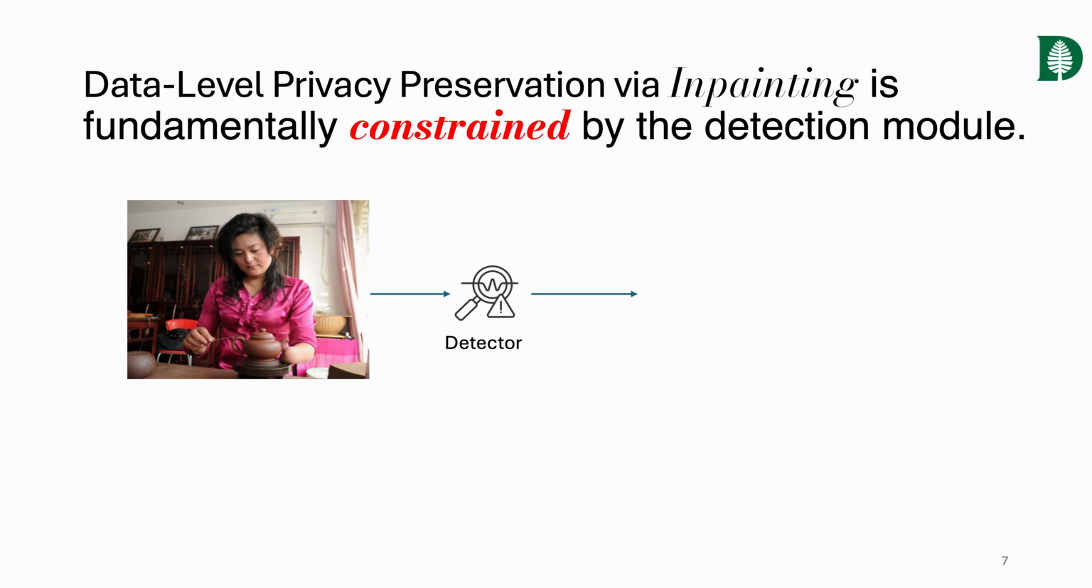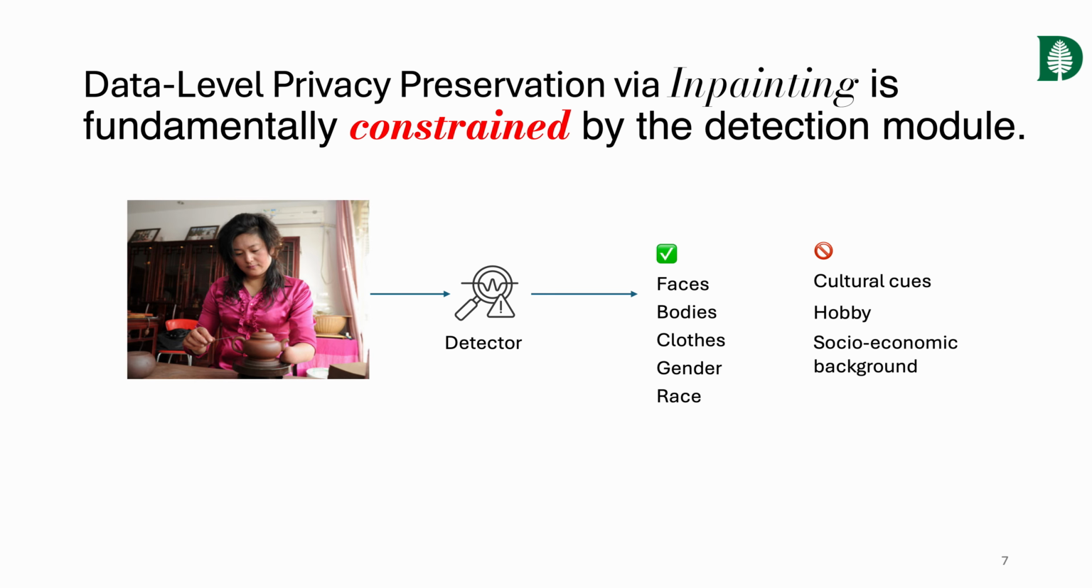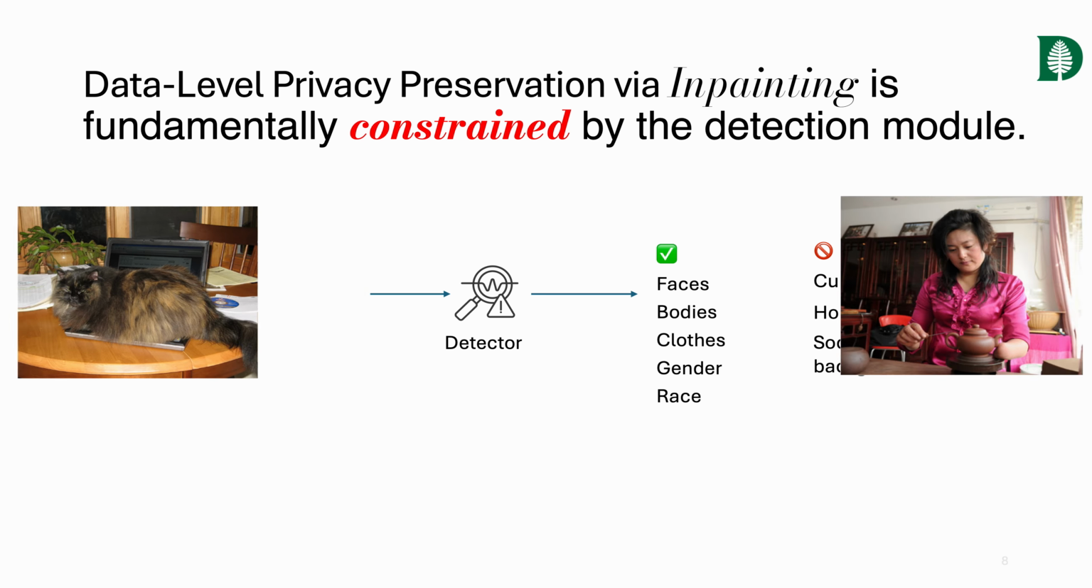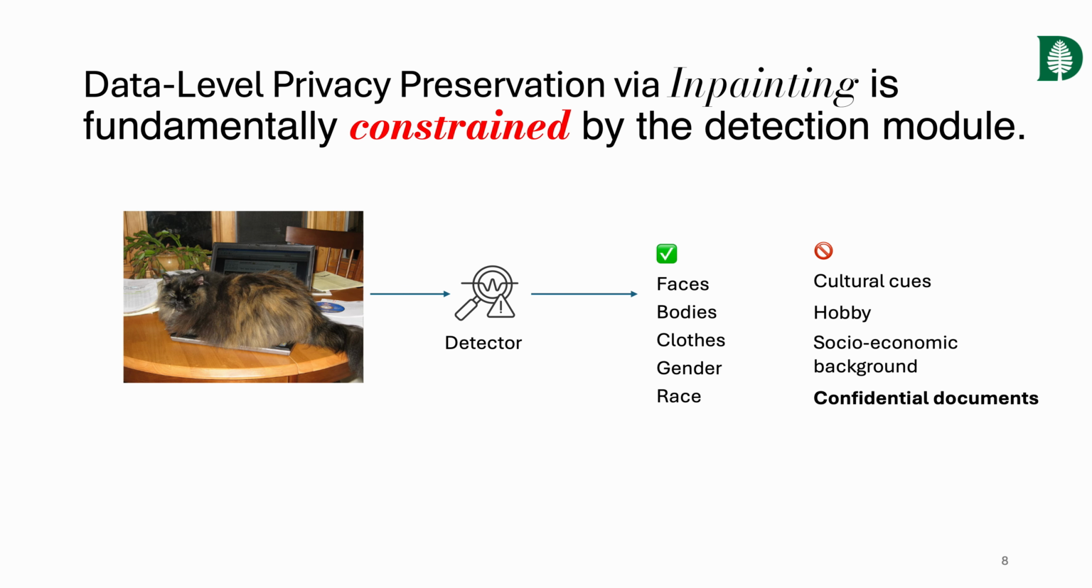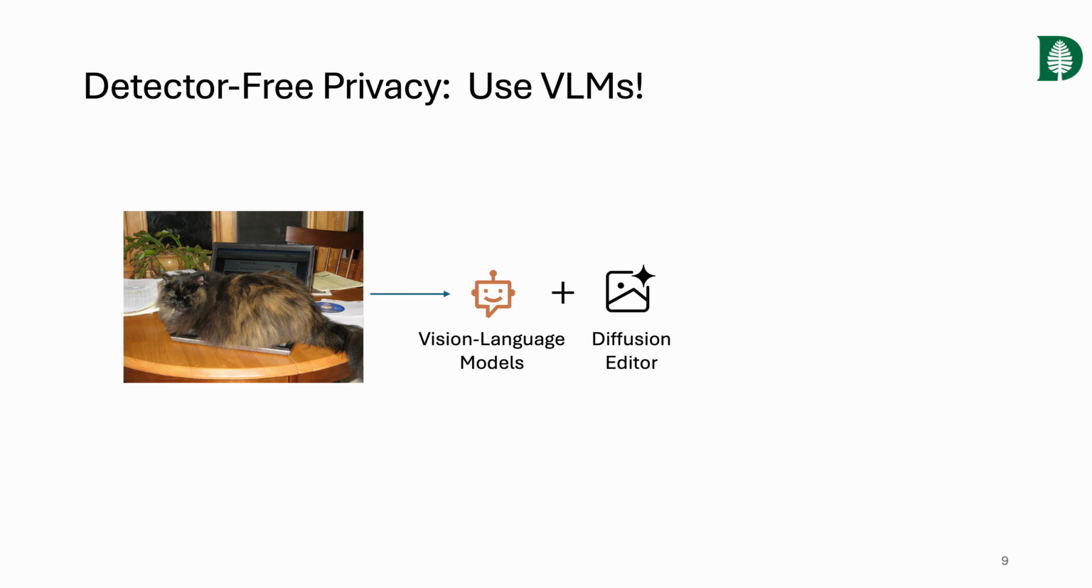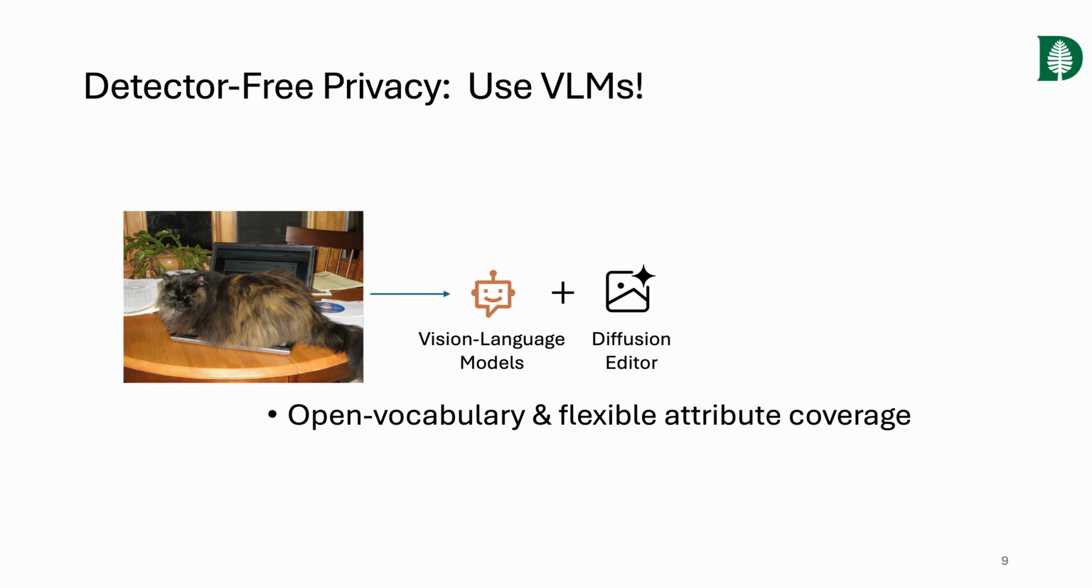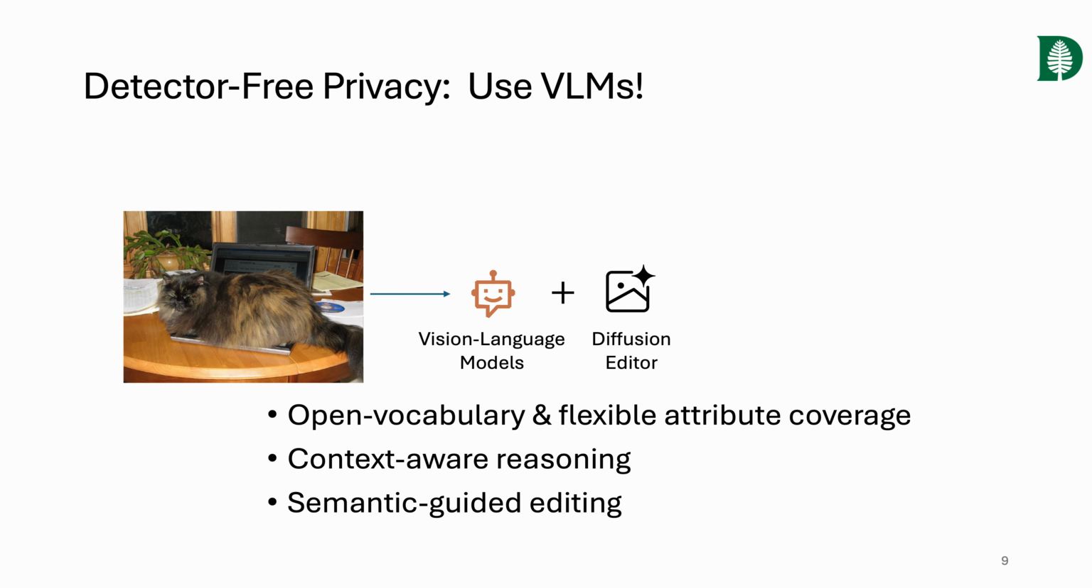Detectors work well for obvious concepts such as faces, bodies, or clothes, but privacy is often much more contextual. For example, they may miss cultural cues, hobbies, socioeconomic background, or, inside the scenes, confidential documents. To address this drawback, we propose detector-free privacy using vision language models. Instead of relying on predefined detector categories, the VLM reasons about privacy directly from the image context, while diffusion models perform semantic-guided editing without segmentation.